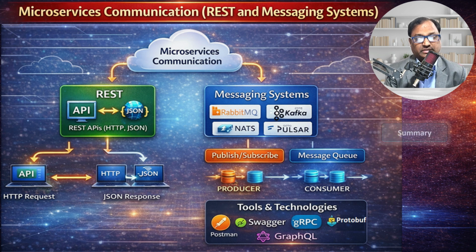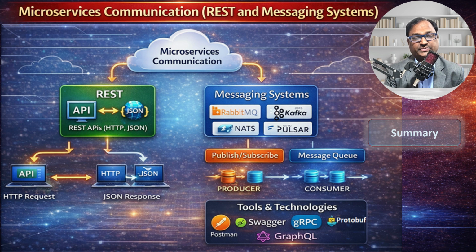So, in summary, REST is simple and synchronous. Messaging systems are scalable and asynchronous. And tools like Postman, Swagger, and gRPC, they help us build efficient microservices systems.